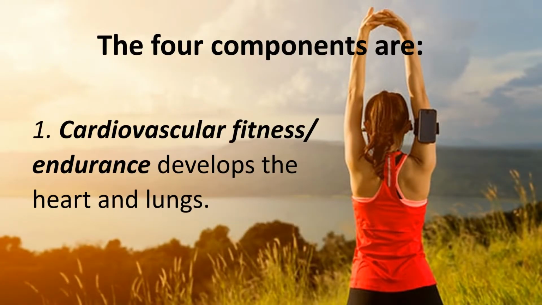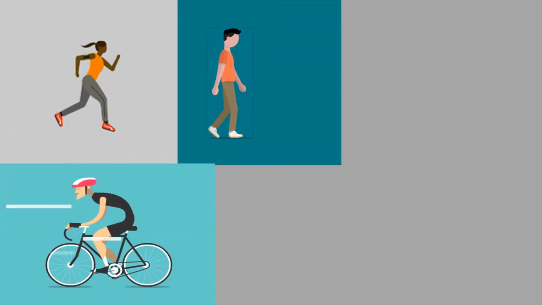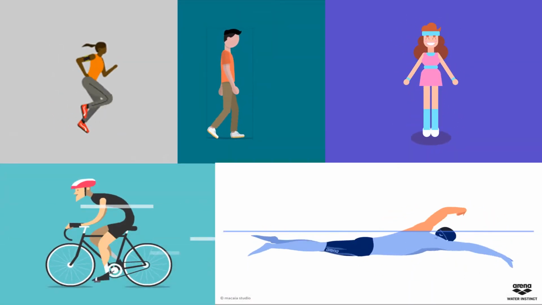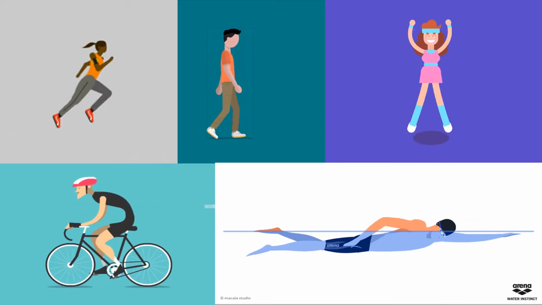The four components of health-related fitness are: 1. Cardiovascular fitness or endurance develops the heart and lungs. Examples of exercises are running, cycling, brisk walking, swimming, and other activities or exercises that develop the cardio, heart, and the lungs.